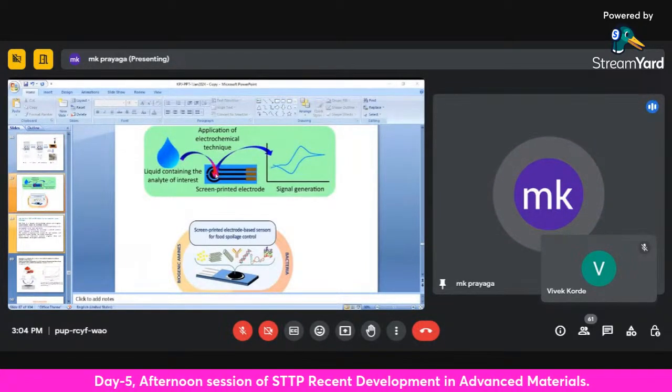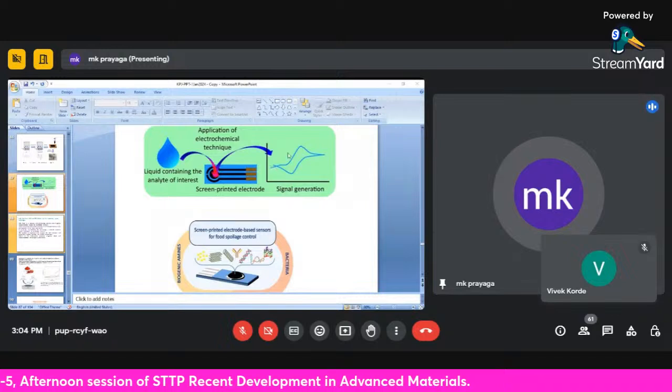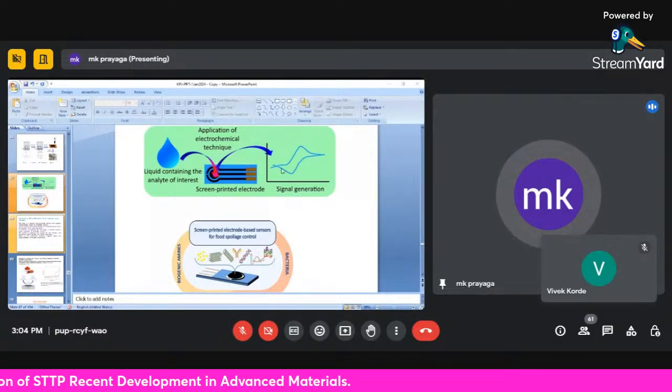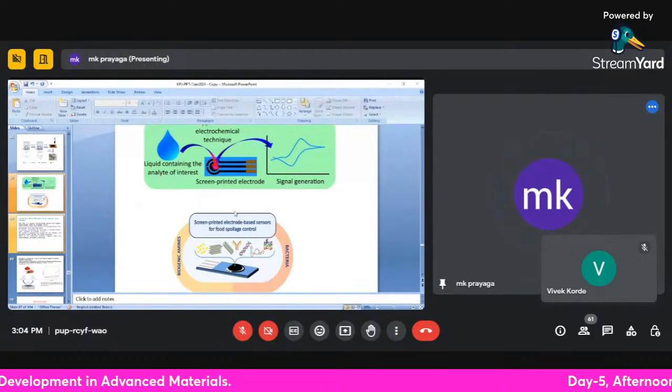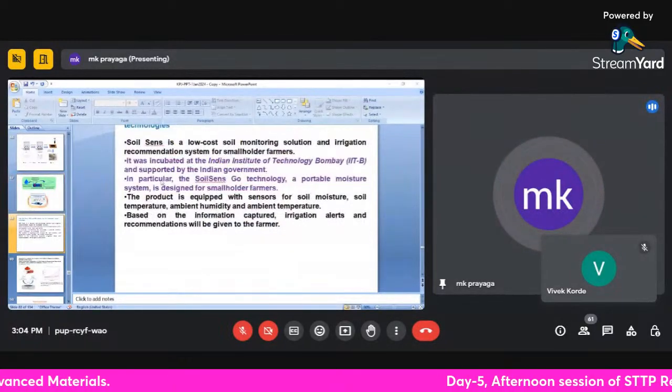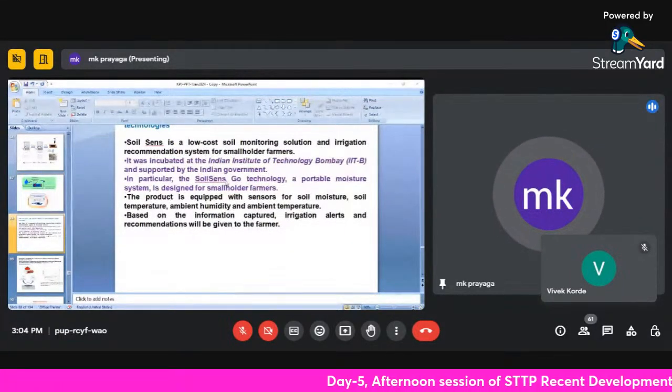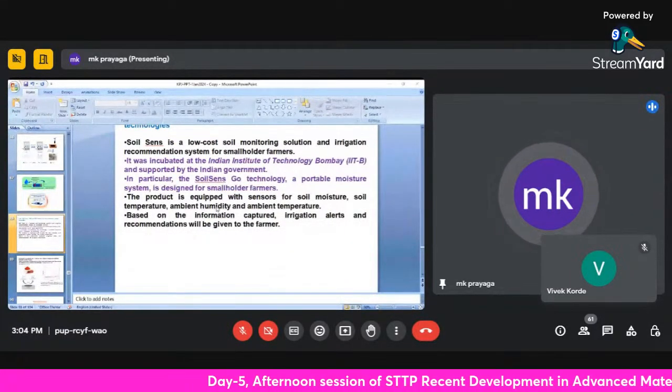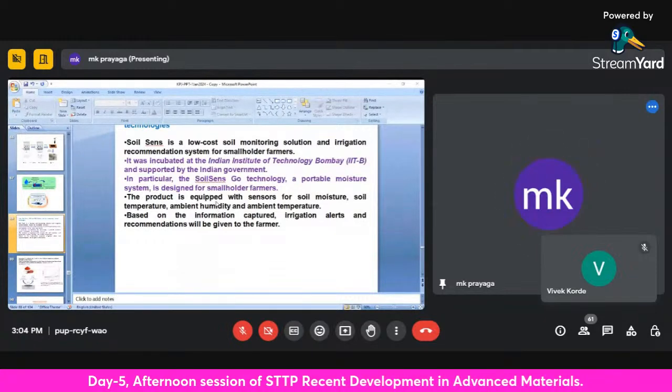So here your analyte is there and you will find the electrochemical oxidation and reduction peaks will come like this. And this is one of IIT Bombay's initiatives. They have given this soil sense technology for the farmers.